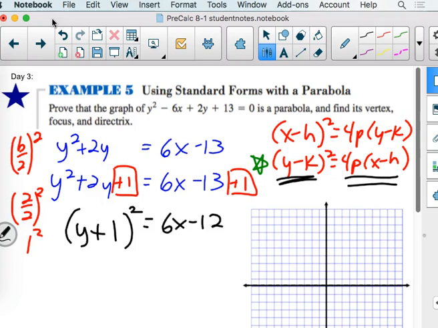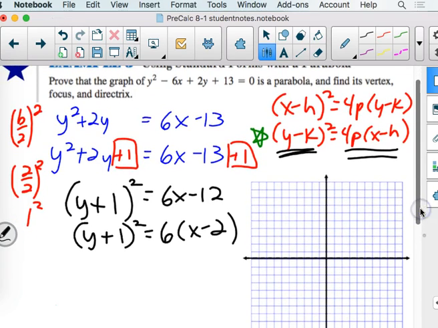But I need to figure out how to factor something out in order to make that look like 4p times x minus h exactly. That's my proof. It's an algebraic proof. What we did was we started with a second-degree equation because it has that y squared piece up there, and worked ourselves into that parabolic equation that we like to see. So now we have to figure out vertex, focus, directrix, all that good stuff so that we can graph this.